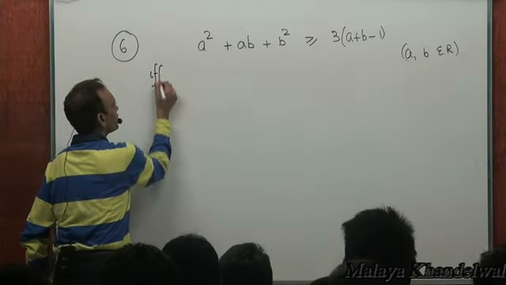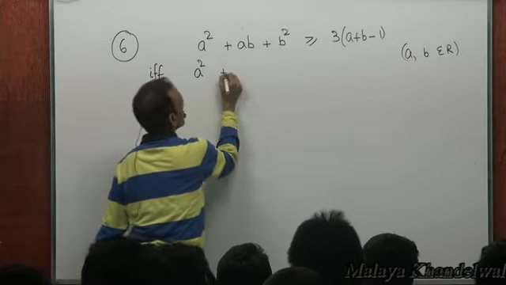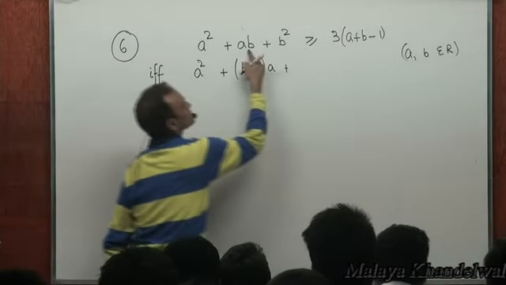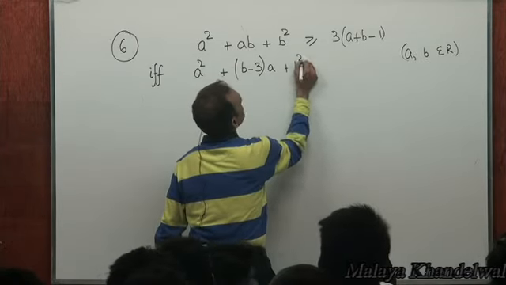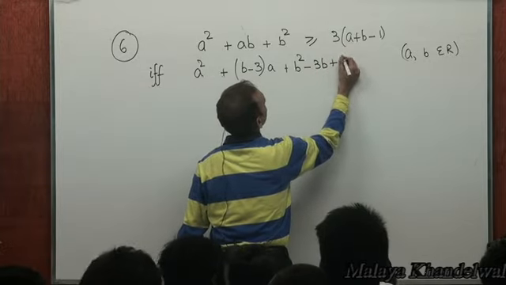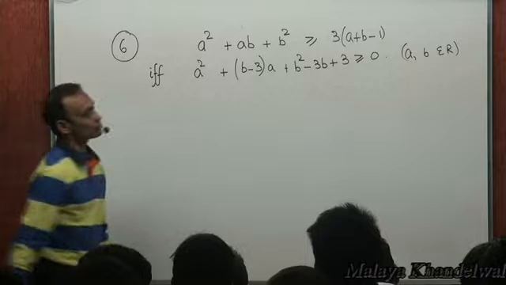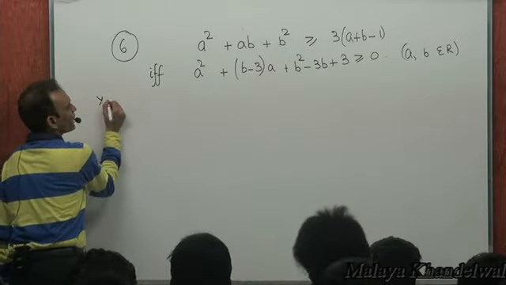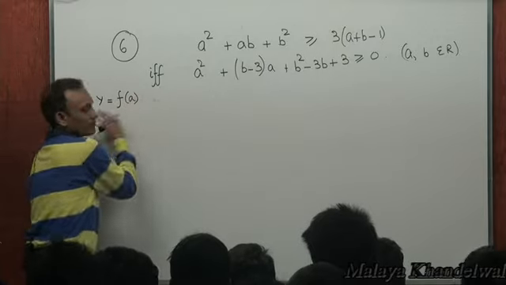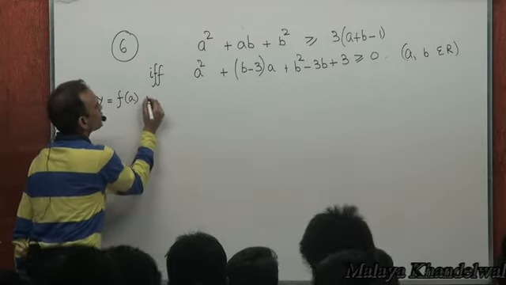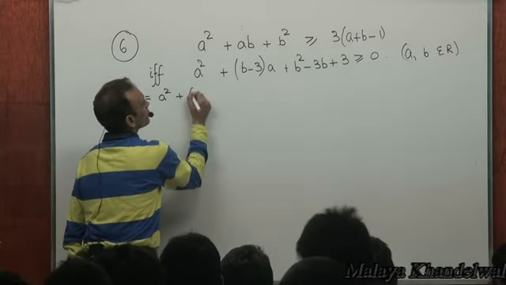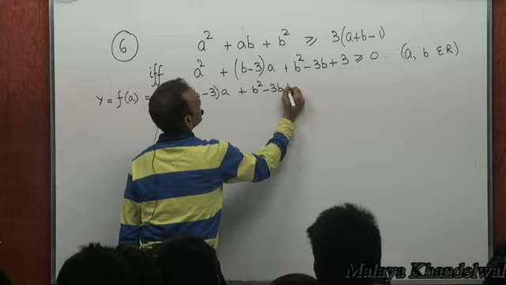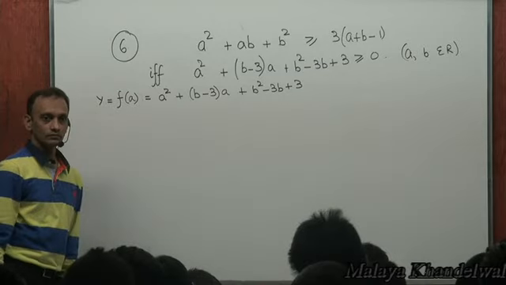This is if and only if a squared plus (b minus 3) into a, see, I transpose this, plus b squared minus 3b plus 3 is greater than or equal to 0. We want to show that this is true, right? Let me think of this quadratic expression, the left hand side quadratic expression, y versus a. Instead of x, you have a here. Y versus a. The quadratic expression a squared plus (b minus 3) into a plus b squared minus 3b plus 3. Let me look at this expression.